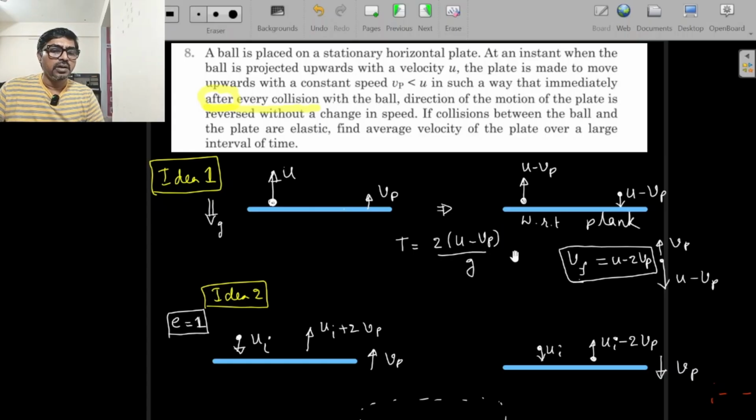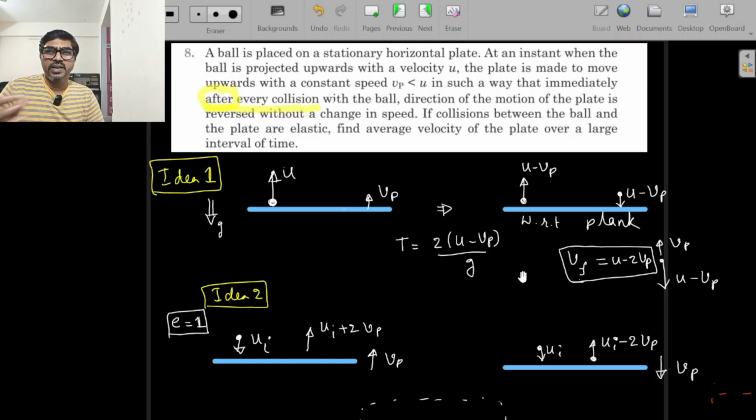This is the point I wanted to mention. This is with respect to the ground and this is with respect to the plate. It goes up with u minus Vp and comes back with u minus Vp in the opposite direction with respect to the plate. But if it is u minus Vp with respect to the plate, with respect to the ground you have to add Vp velocity. So it becomes u minus Vp added in the opposite direction, meaning it is going to be u minus 2Vp. This will be the velocity of the particle just before colliding with the plate. It goes up with velocity u, it comes back with u minus 2Vp just before colliding with the plate. So this is one idea I am going to use.